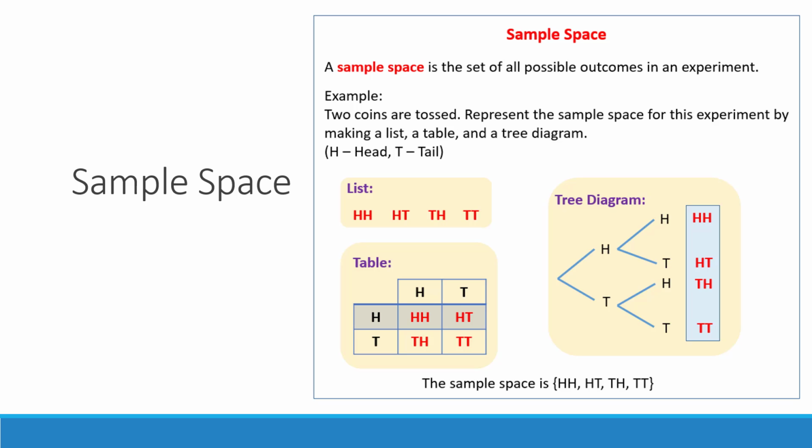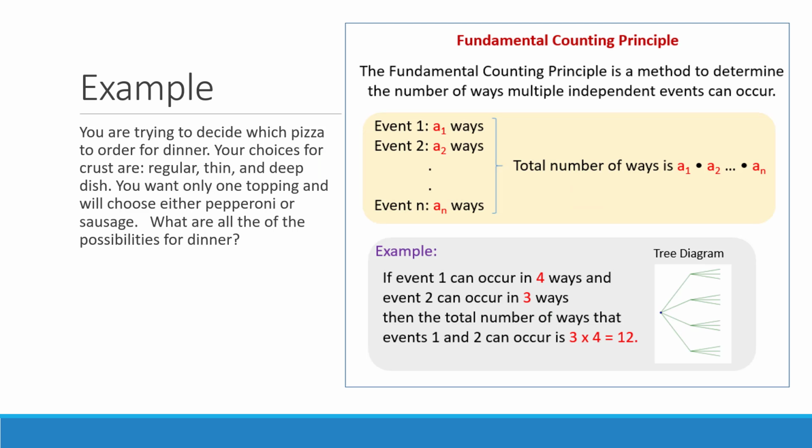So for the first coin, notice you have heads or tails. And then once you get heads, you have an option for the second coin, you could get heads or tails. Once you get tails, you've got another option of getting heads or tails for the other coin. So your sample space is listing out, again, all of your possibilities.